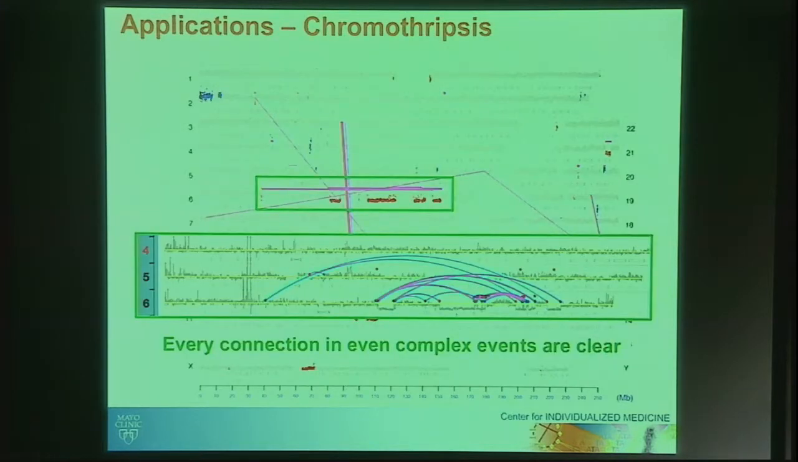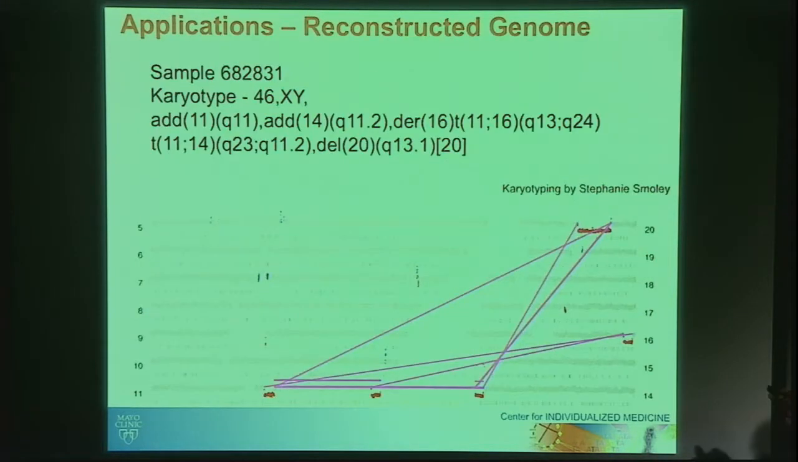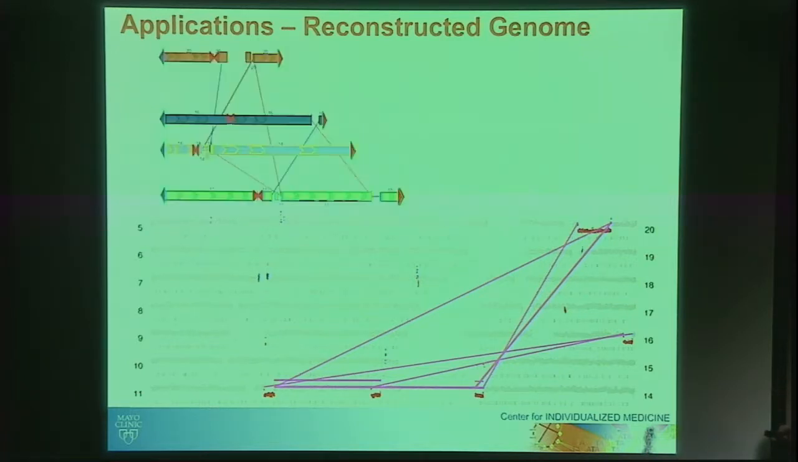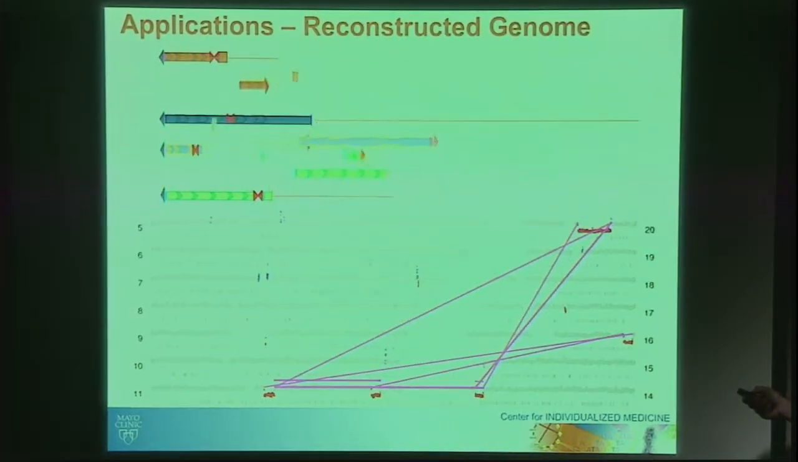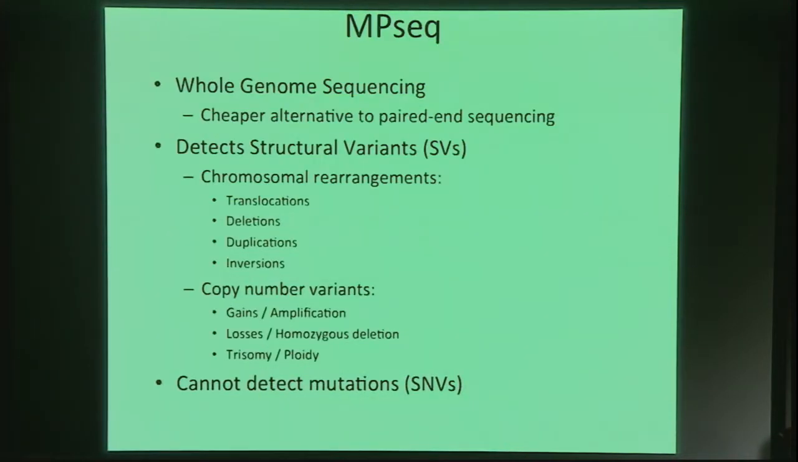So you have this complexity going on. For example, this is a simpler case. It has deletions on chromosome 11, 14, 16, and 20, and the lines show how they connect. And if you wanted to see, this is how those lines are, and if you simulate it, this is how they connect, the complex way of connection.